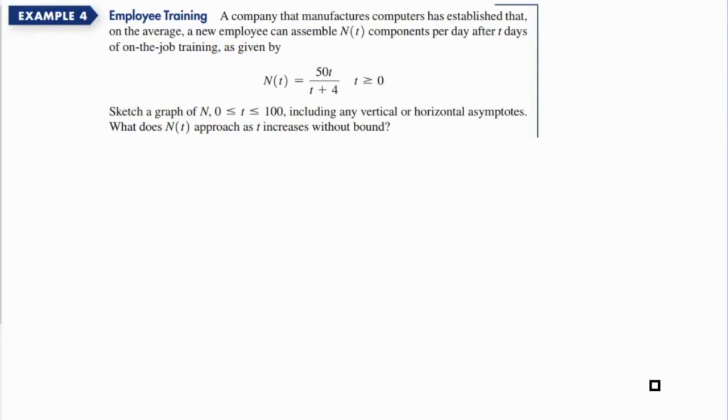So example 4 is an application of rational functions. It says a company that manufactures computers has established that on average a new employee can assemble n of t components per day after t days of on-the-job training as given by this rational function. Sketch the graph of n on the domain from 0 to 100. Include any vertical or horizontal asymptotes. And what does n of t approach as t increases without bound? When we say as t increases without bound, that means as it goes to infinity.